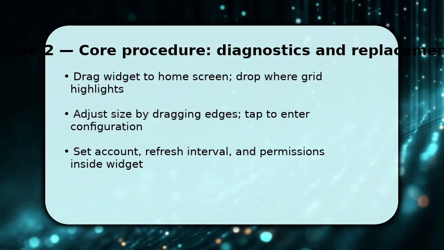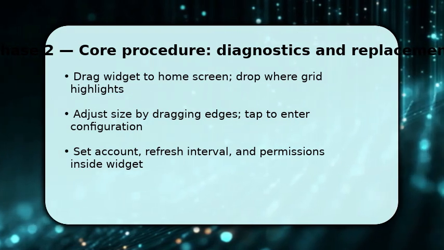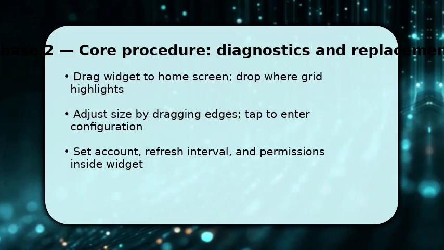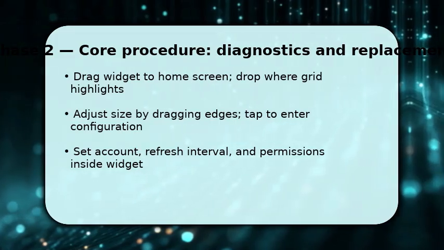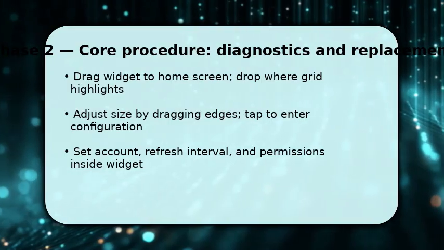You drag the widget onto the home screen and watch the grid highlight valid spots. That ensures proper alignment. After dropping it, you can resize by dragging corners to fit 1 to 4 columns. This changes how much data appears.